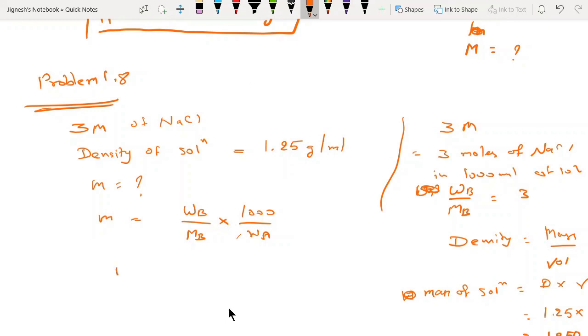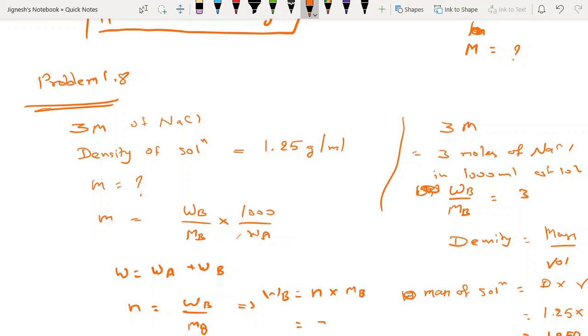But mass of solution is equal to what? It is A plus B. And B we already know, it is 3 moles. Then what to do? We need to find out mass of solute B from the 3 moles. So how can I find mass of B with the help of that? Number of moles N is equal to WB upon MB. So WB is equal to the number of moles into molar mass.